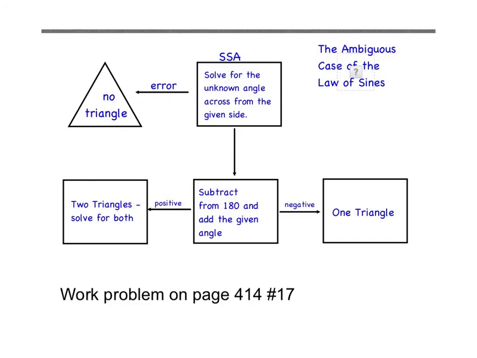Okay, here is the process for the ambiguous case of the law of sines, and your homework problem, the problem I need you to work before tomorrow, is at the bottom. But I want to go through this real quickly. This is where we start. You're going to solve for the unknown angle across from the given side. If you get an error, no triangle. If there is no error, you're going to subtract what you got up here from 180 and add to the given angle. If it's negative, then it's just one triangle. That's all you need. But if it goes to here, it's two triangles, and you'll need to solve for both triangles.